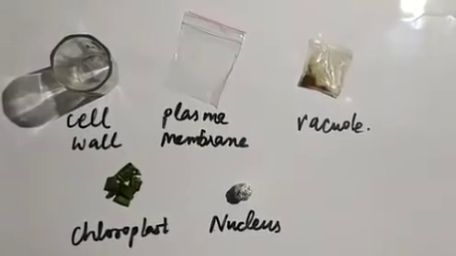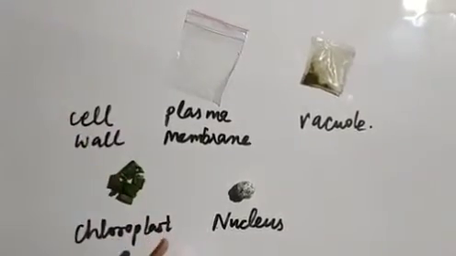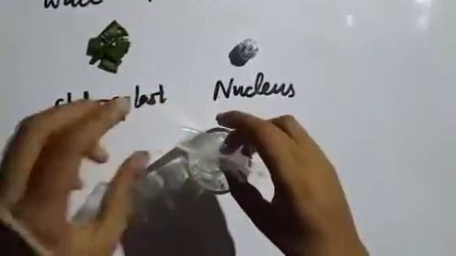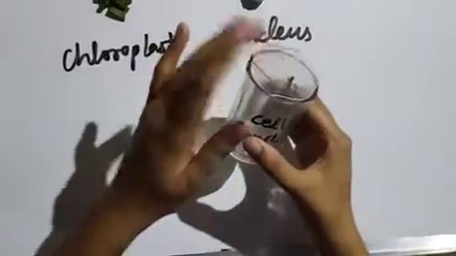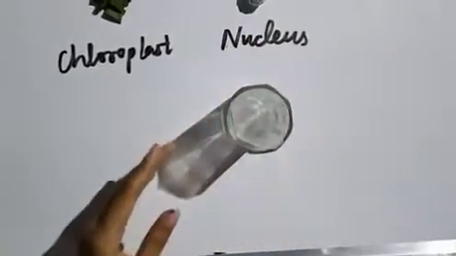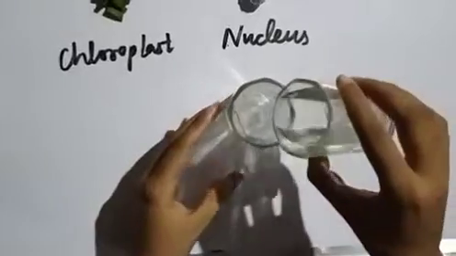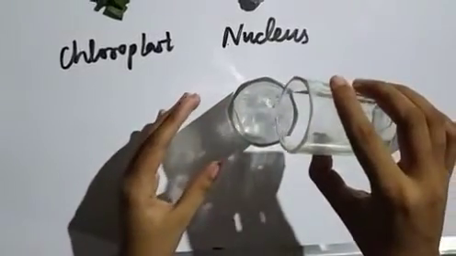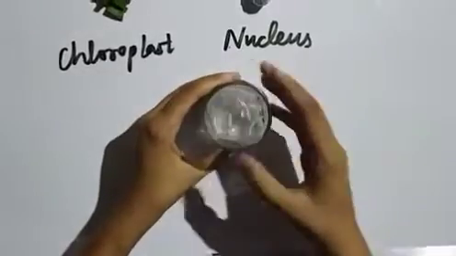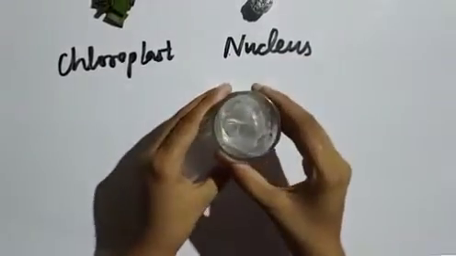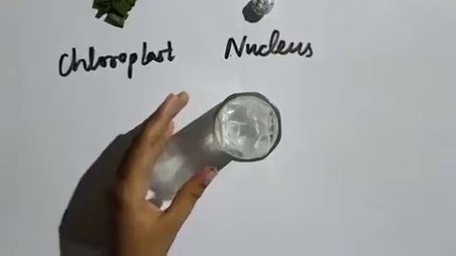Let us prepare the 3D structure of the cell. For this I will take a simple cell wall. Inside this I will add the plasma membrane. Now I have added the plasma membrane inside the cell wall. Now I will add some water in this, which will act as the cytoplasm. As we all know, inside the plasma membrane there is a fluid which is known as the cytoplasm. Now in this cytoplasm I will add the vacuole.